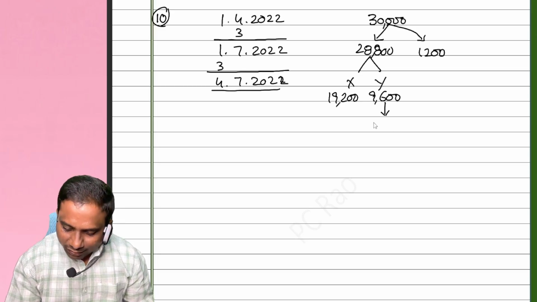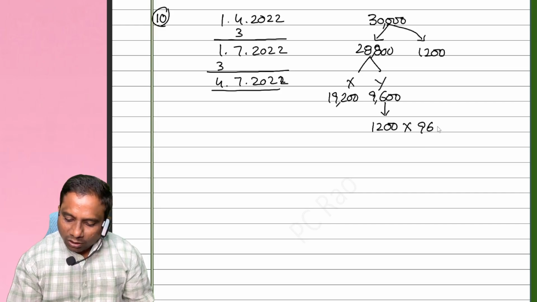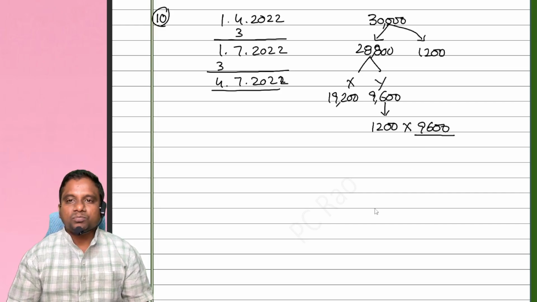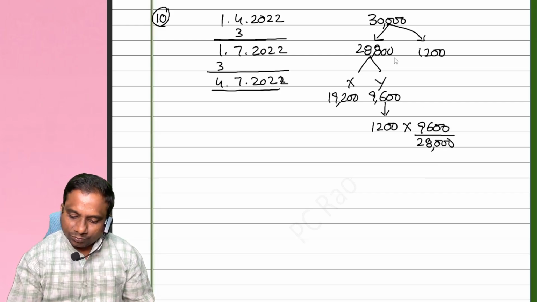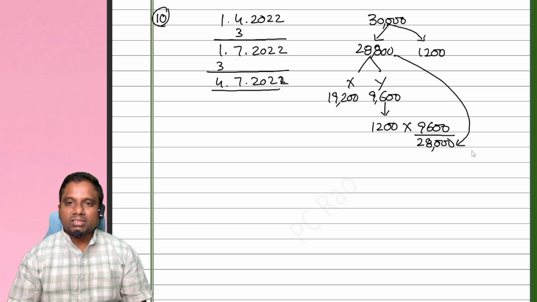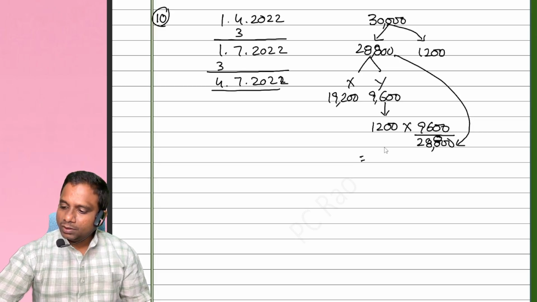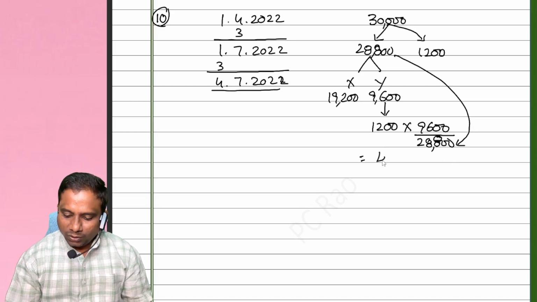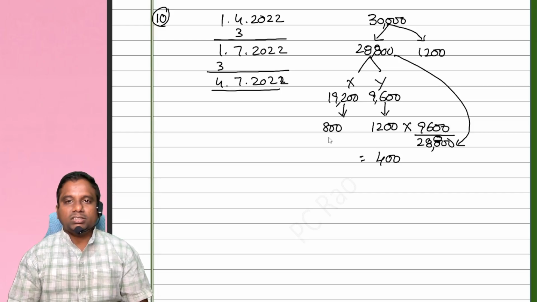Now, how much discount is borne by Y? How to calculate? Discount amount into amount utilized, 9,600, divided by the total proceeds received. What is the total proceeds received? 28,800. Calculate: 1,200 into 9,600 divided by 28,800. 400 rupees is borne by Y, and 800 rupees discount is borne by X.